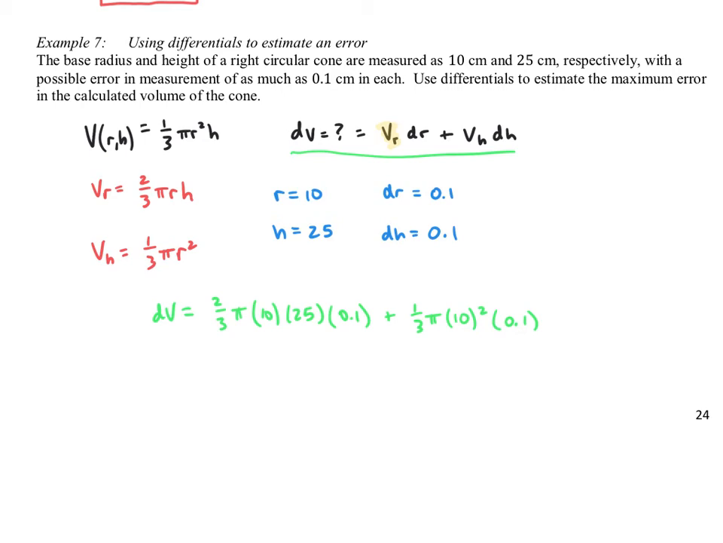Okay, now our task is to simplify this down. So we can do a little bit with this. For example, the 10 times 0.1 is going to be 1. So we have 25 times 2 over 3. So we have 50 over 3 times pi.